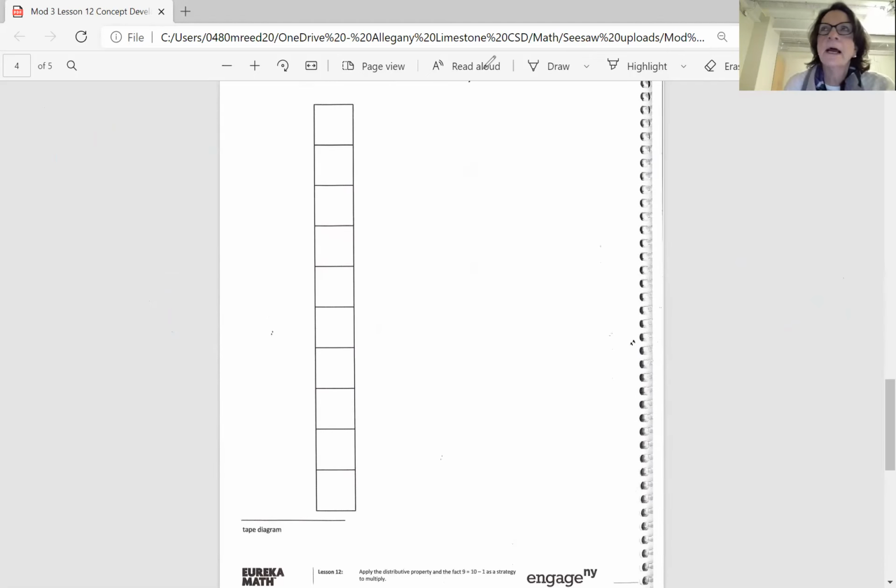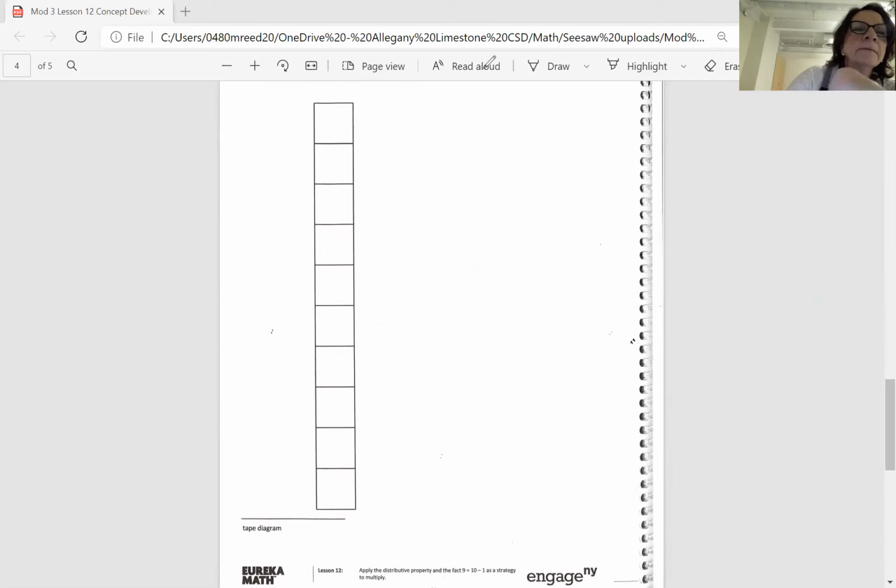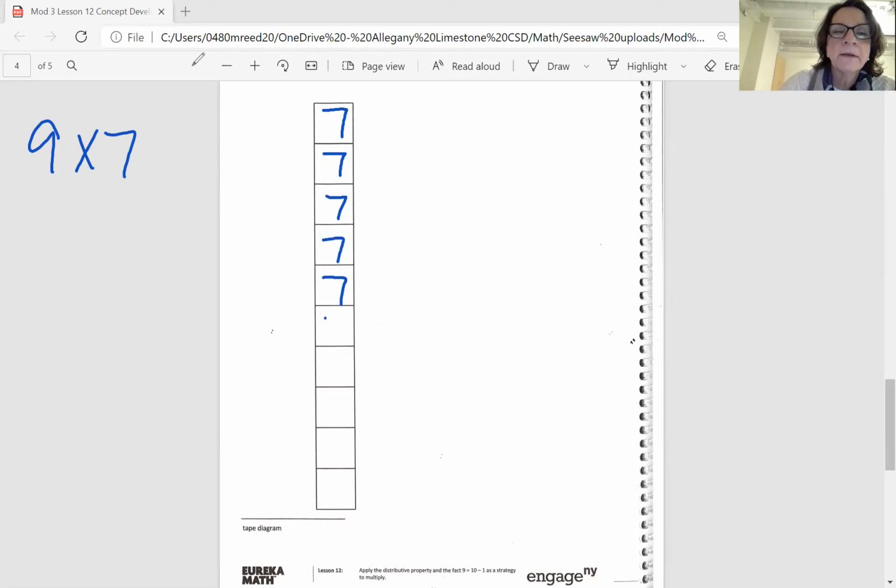Okay, and this time, let's see, we did 9 times 8 and 9 times 6. Let's do 9 times 7. We want 9 times 7. So what do we have to fill in every single one of our units? Well, we're counting 7s. So it's 9 equal groups of 7. So let's make groups of 7.